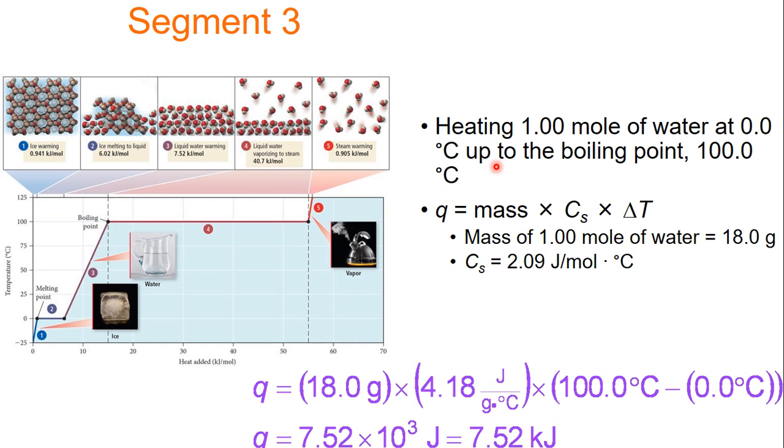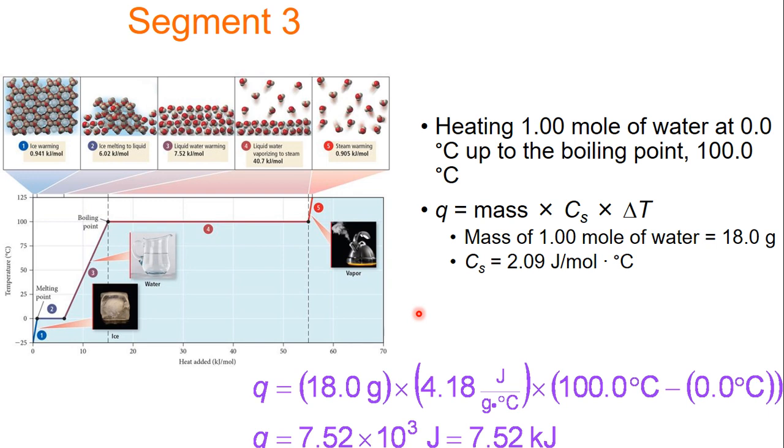All right, so our water's at 0 degrees, and to get it to steam, the first thing we need to do is heat it up to 100 degrees Celsius. Again, that's Q equals mass times Cs times delta T. We already know the mass of 1 mole of water is 18. Cs is 2.09 joules per gram Celsius. Delta T is final minus initial, so it's 100 minus 0, which is 100. Q is 7.52 times 10 to the 3 joules, or 7.52 kilojoules.